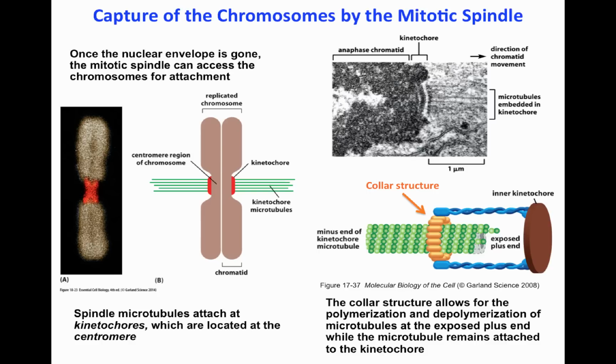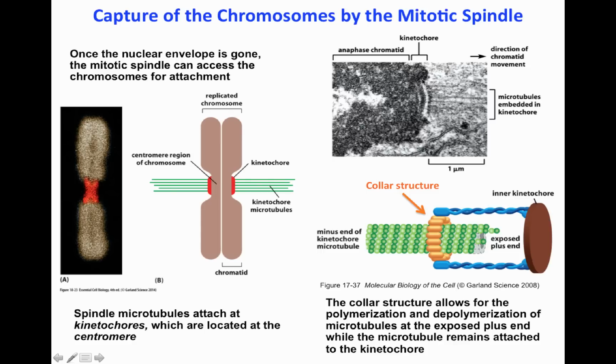So once the nuclear envelope is gone, the mitotic spindle can access the chromosomes to attach them. So this is the region here shown in red in the illustration. The kinetochores are a protein structure that is able to bind independent microtubules by having a collar structure. So the collar structure is going to allow a microtubule to thread through it like a piece of thread can go through the eye of a needle. As you can appreciate from the electron micrograph, this is a chromosome that is in anaphase.